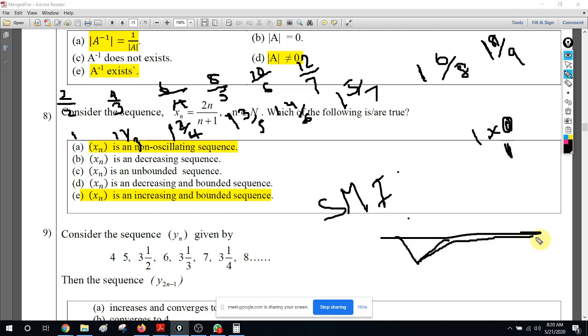It is going closer and closer to 1, right? Getting closer and closer to 1, and therefore it is bounded by 1 and it is increasing but never going to cross that. Never going to cross that. So that is the answer, A and E. So we can see it's a very challenging question, but those are really, really interesting questions, right?